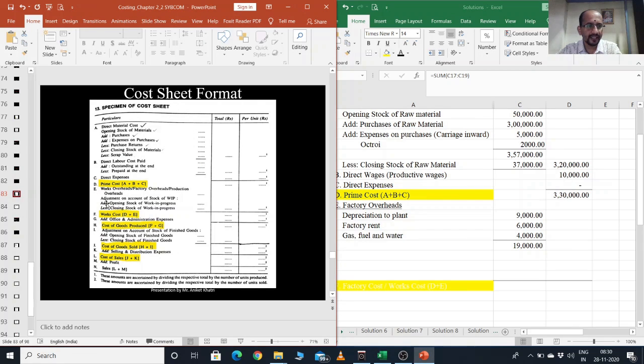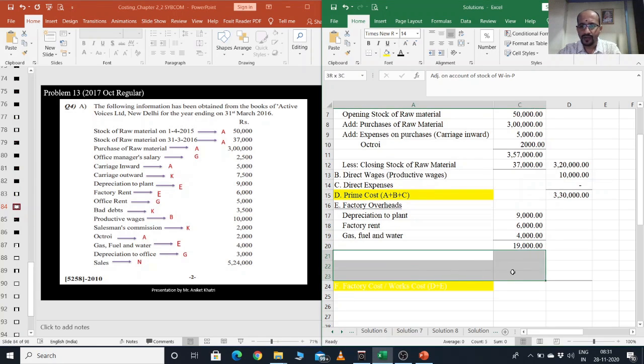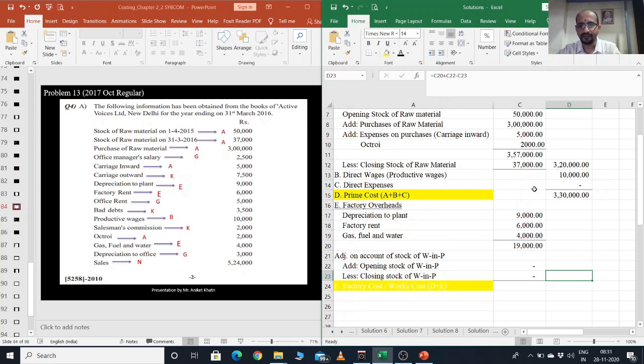After that, what we need to do is the adjustment on account of stock of work in progress. But in this example they have not mentioned it. Still we need to write it. We need to go according to our format, so there will be less confusion. Now do the total, it is again the same 19,000. Now do the total of this, it will be 3,49,000. This is our factory cost or works cost.